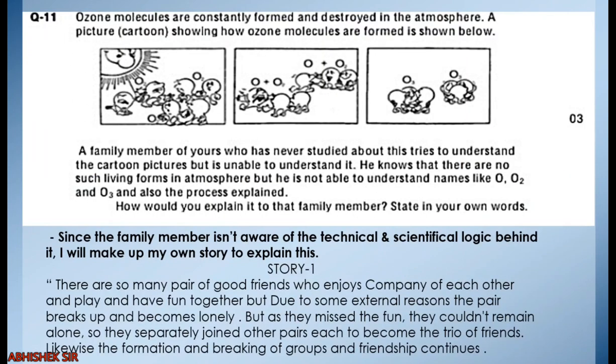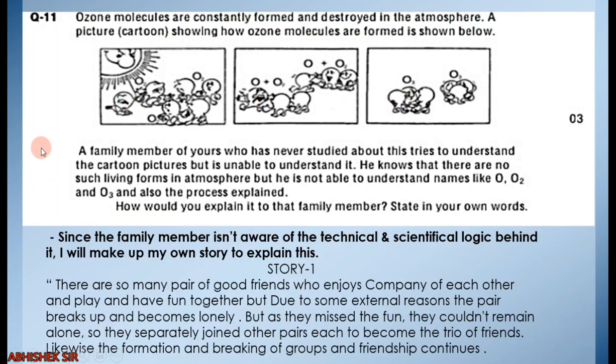Now question number 11 is very interesting. Ozone molecules are constantly formed and destroyed in the atmosphere. A picture, which is actually a cartoon, showing how ozone molecules are formed is shown below. So you can see O2 molecules are there, and the UV rays are splitting the O2 molecules, converting them into O and O, and then the separated O's mix again with O2 and form O3, right? So it is splitting and grouping.